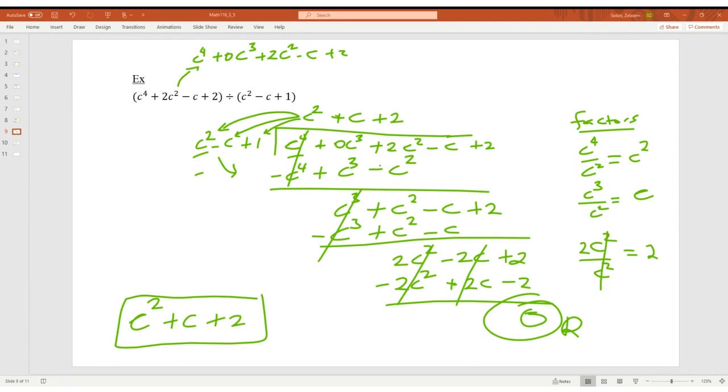Because 0 times c cubed is still 0. It doesn't change the polynomial. It's just a placeholder. So that's what standard form of a polynomial is. Just to substitute and make a placeholder for c cubed, we just include 0 c cubed, which is technically 0. It doesn't change the polynomial. It's just a placeholder. Okay.